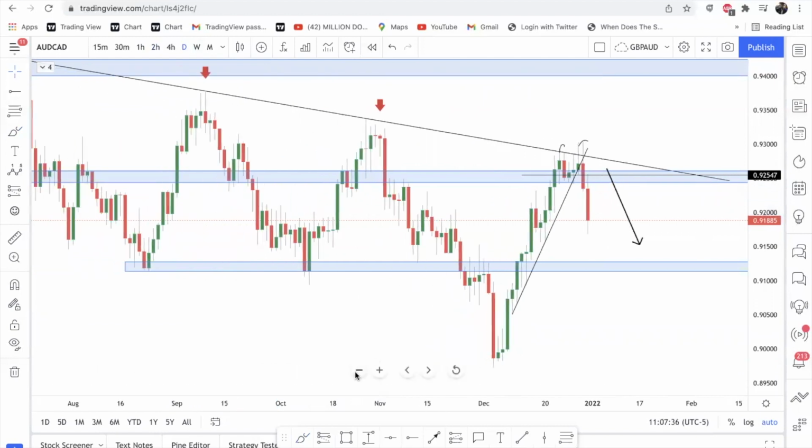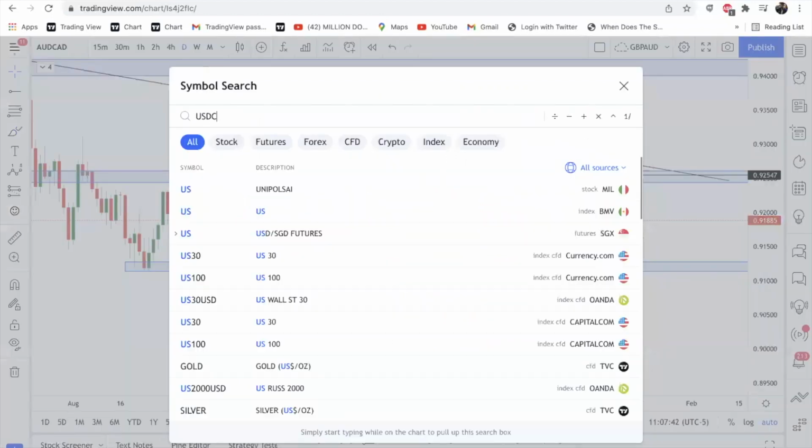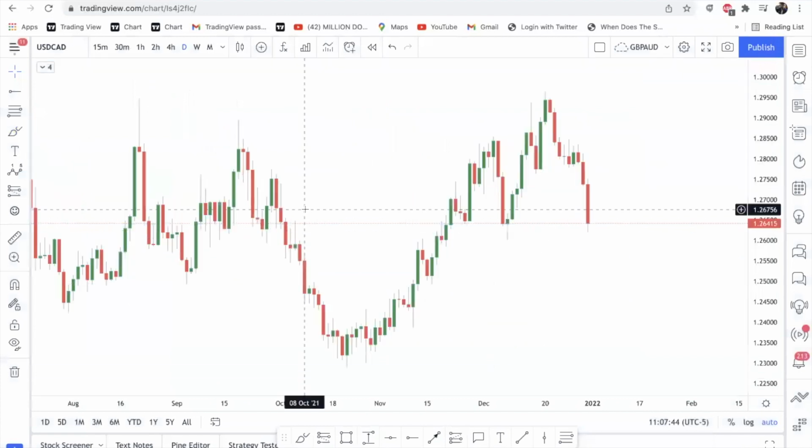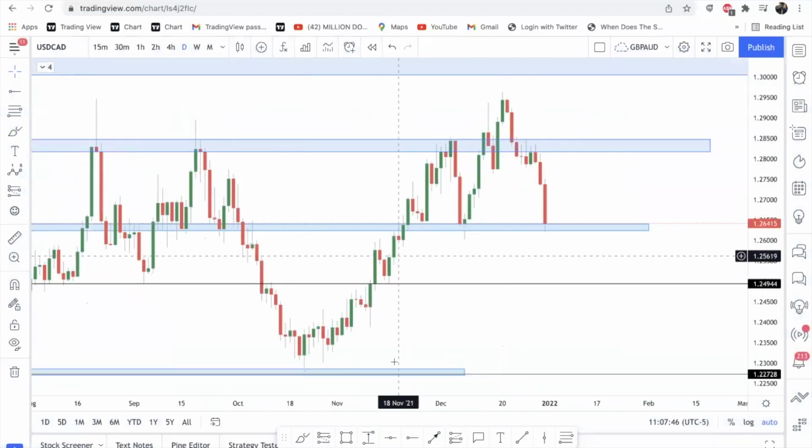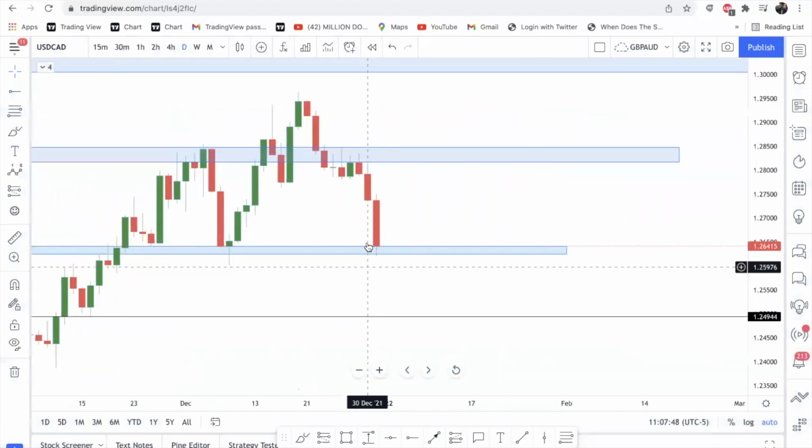Especially, we've got CAD strength. CAD is real strong right now. It's real strong, because we can even look at USD CAD, and you can see this. I was actually surprised that this rolled over.